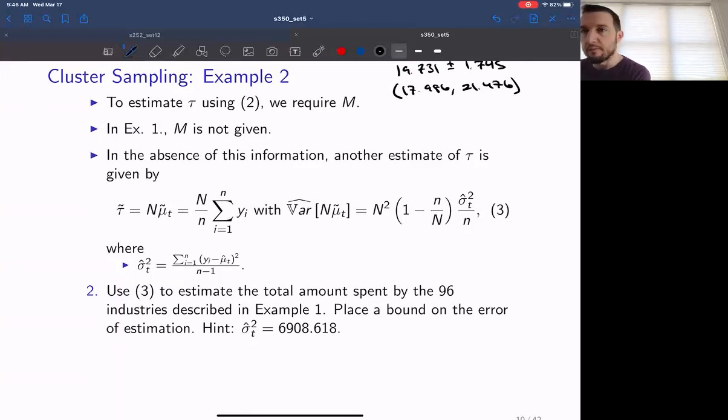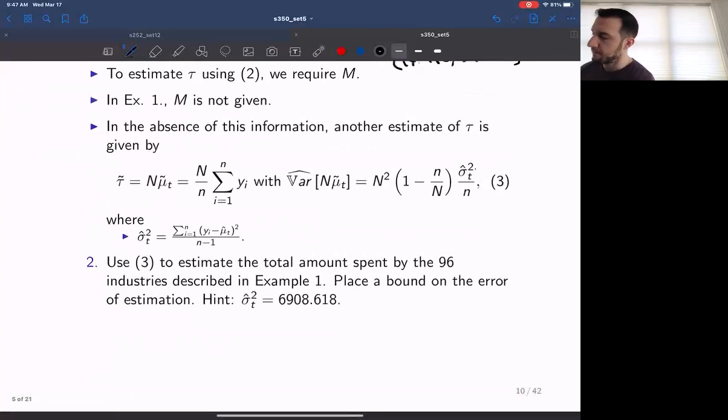And then our estimate for the variance changes to be equal to N squared times the FPC multiplied by sigma tilde squared t, where sigma squared t is effectively just the deviation of each of the cluster totals minus the average of the totals. So this is a more traditional estimate of the variation in the variable of interest around each of the different clusters.